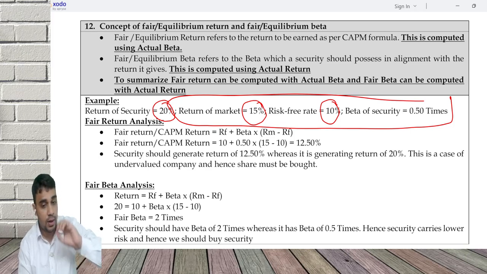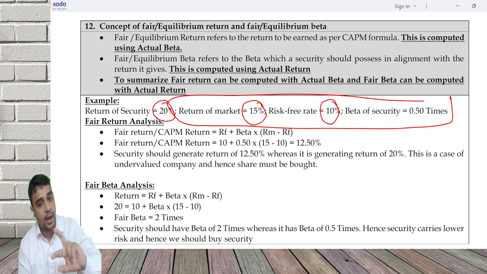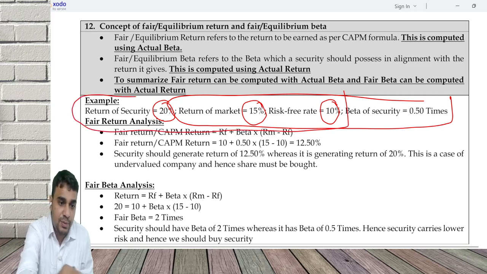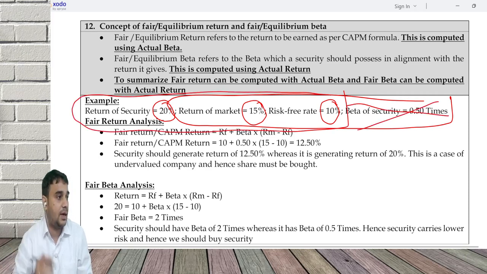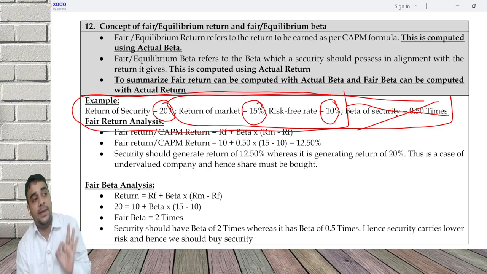Any doubts till this? Now understand, fair return or equilibrium return is always calculated with the actual beta of the company. Other way around, can you use the CAPM formula and tell me what should be the beta? Don't see the beta itself. Use the CAPM formula and tell me what should be the beta. 2. This is called fair beta. What should be there?